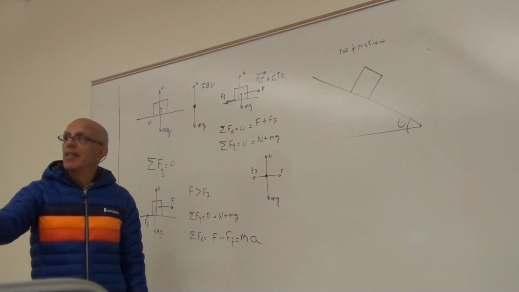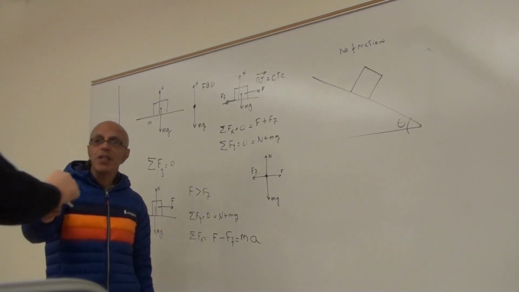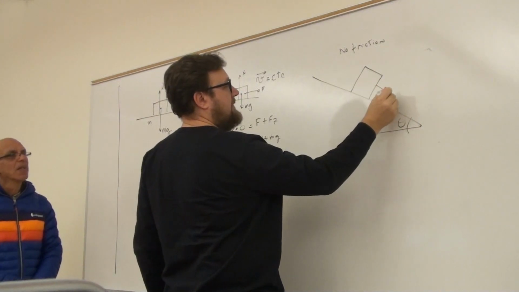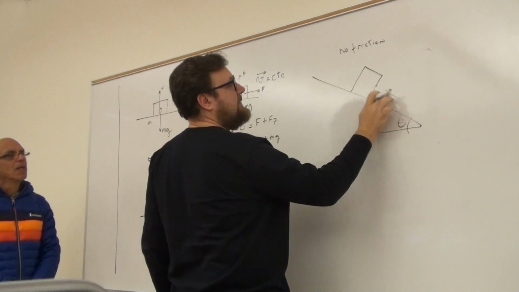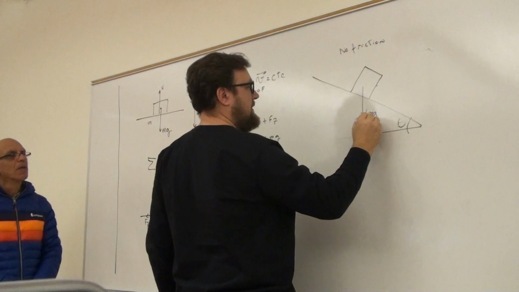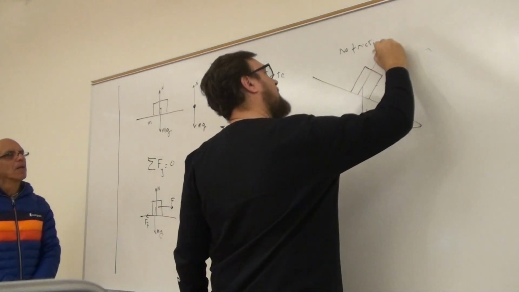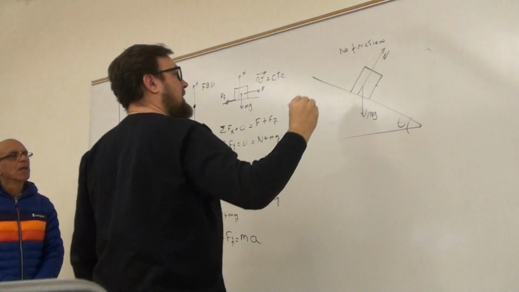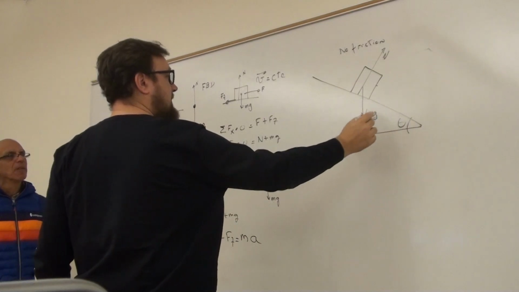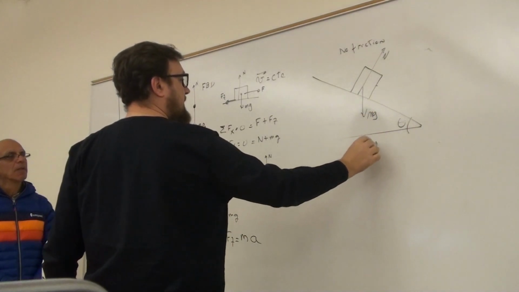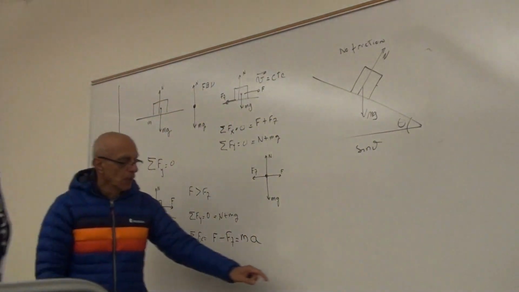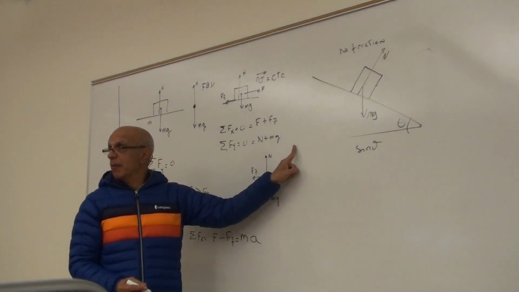So that means that F of f is equal to 0. There is mg, there is this one. There is N. And then that's it. And that comes down because of sine theta, right? Very good. Excellent.